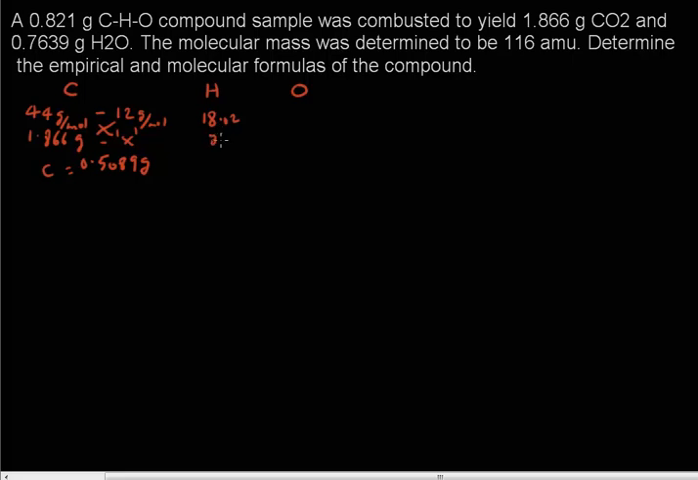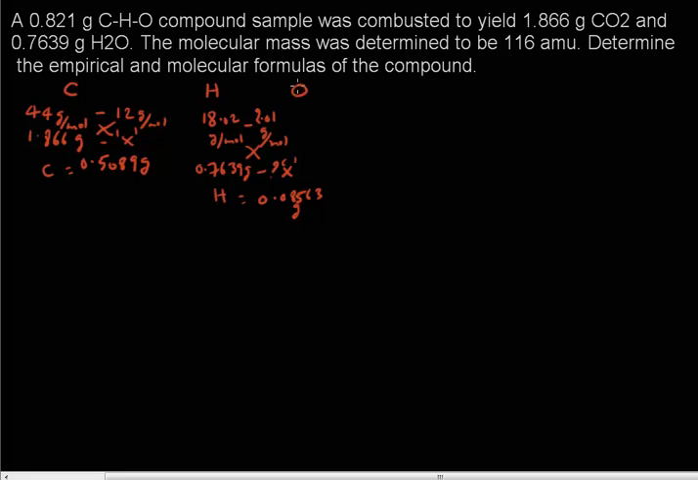Similarly, 1 mole of water, 18.02 grams per mole, contains 2 moles of hydrogen, which is 2.02 grams per mole. In the problem I don't have 18.02 grams, but I have 0.7639 grams. So how many grams of hydrogen does 0.7639 gram of water contain? Let's call that X. If you calculate for X, that would be 0.08563 gram of hydrogen.